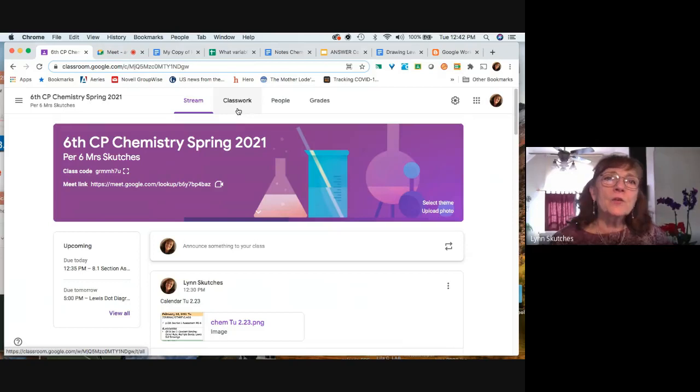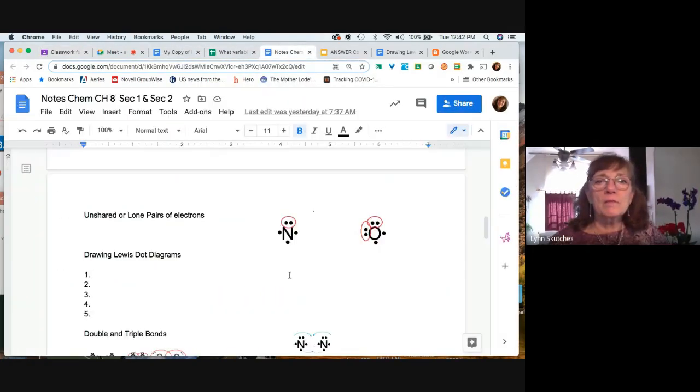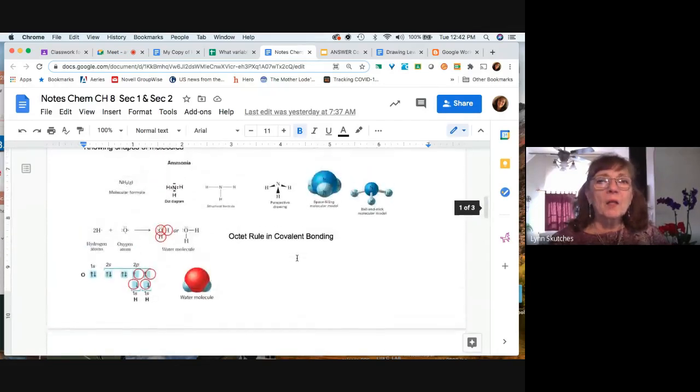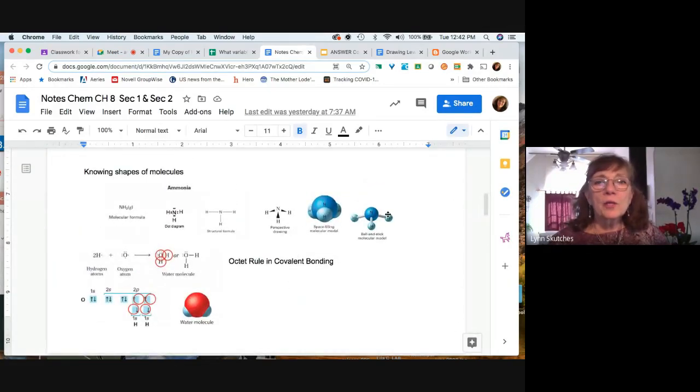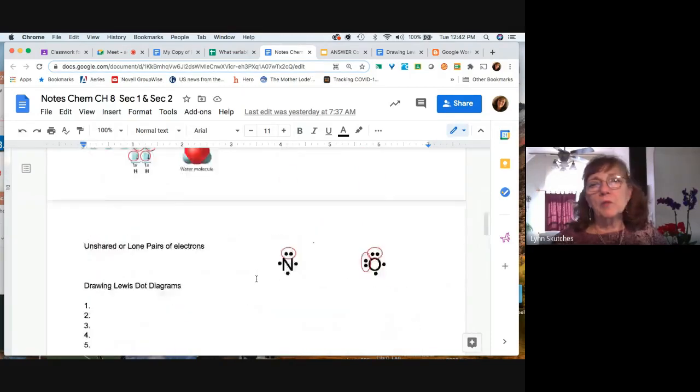All right. So in classwork yesterday, you got a note sheet. We got to here talking about how knowing the shape of molecules is important. We're going to talk about the octet rule, lone pairs, drawing diagrams, and double and triple bonds.